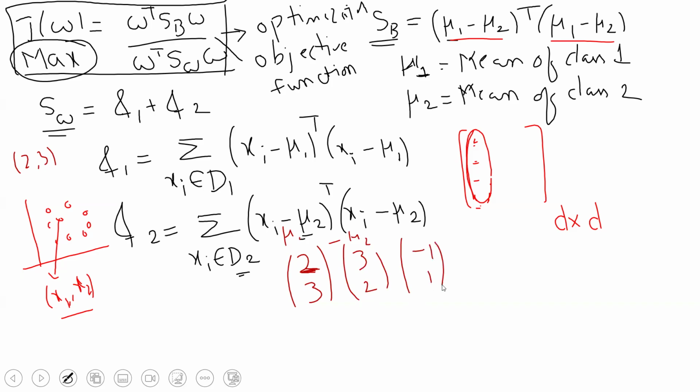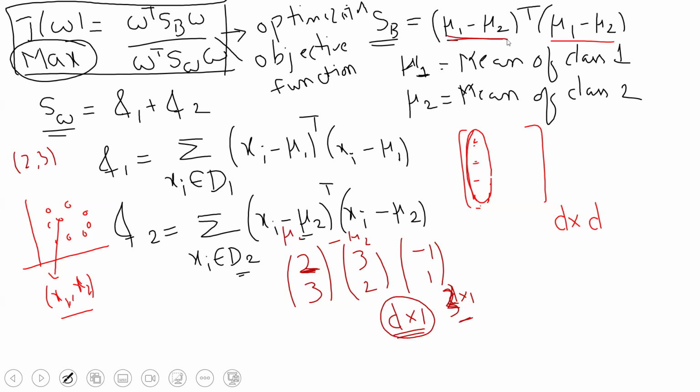So what is the dimensionality of this? This is d by 1, right? If it is two dimensions, it is 2 into 1. If it is three dimensions, it is 3 into 1. If it is d dimensions, d into 1. So mu1 minus mu2 will always be d into 1.